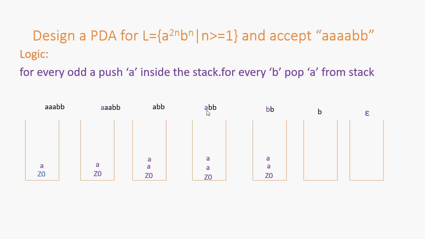So now, after this fourth a goes, there is only input b. When b is the input and topmost symbol is a, in this case we have to pop it out. So now again b is the input and topmost symbol is a, again we will pop it out. Now epsilon is the input and topmost symbol is z0. So in this case we will simply accept the string.